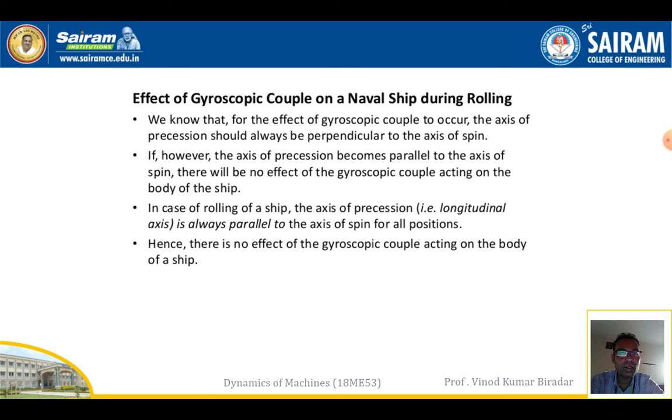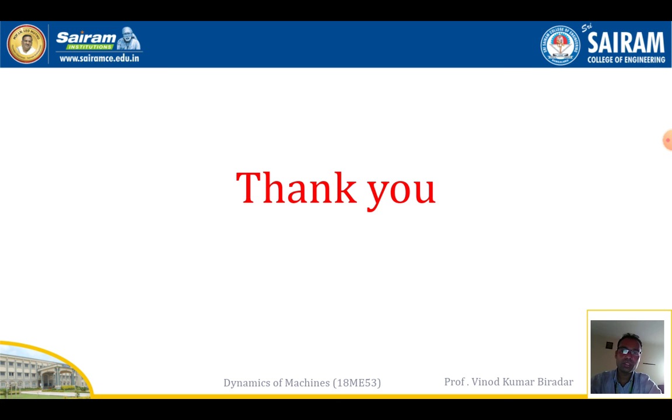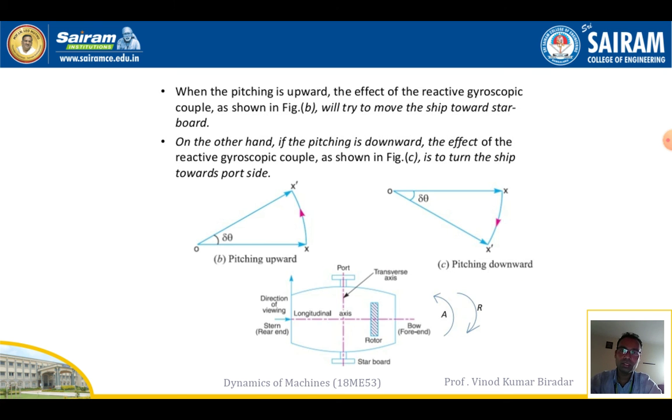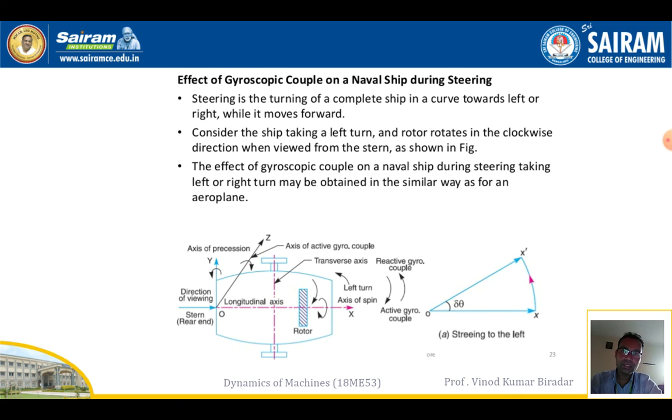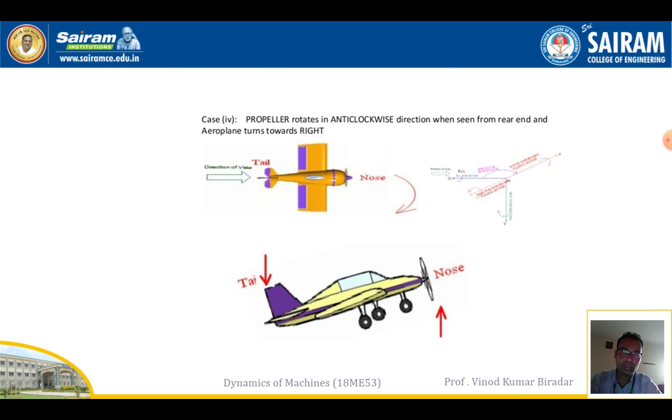We require the longitudinal axis to be parallel to the axis of spin, but in the rolling case we are not going to get that. So there is no gyroscopic effect in rolling, unlike pitching. So this is the explanation of the effect of gyroscopic couple on pitching, for a naval ship and an aeroplane. I hope you understand this. Thank you.